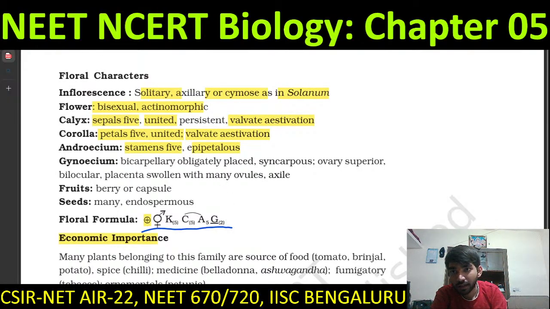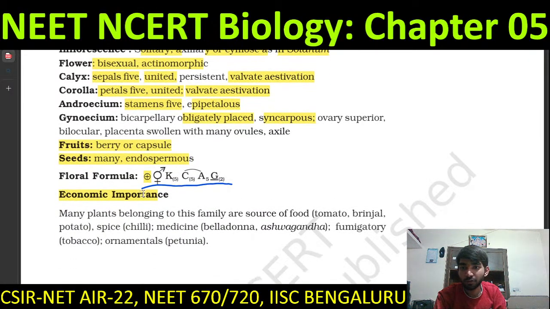Then carpel. Carpels are obligately placed, syncarpous meaning fused ovary. So again you will see G2 in brackets. Ovary superior, so G underscore is down. Bilocular, placenta are swollen with many ovules. Axile placentation. Fruits are called berry or capsule. So this can be asked. Important. And seeds are many and endospermous seeds. So this is the floral formula for that.